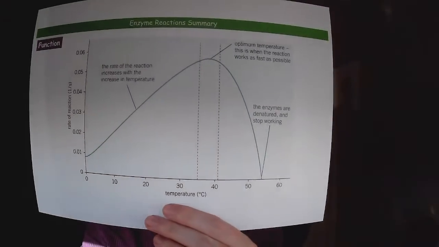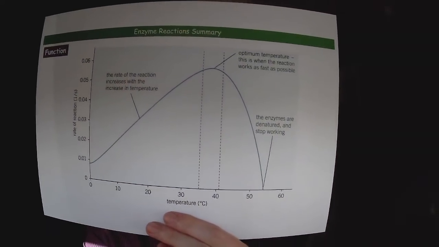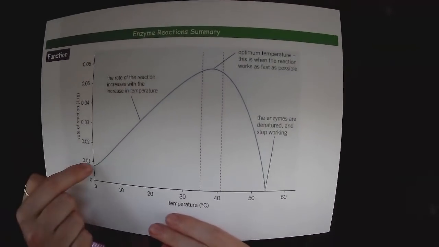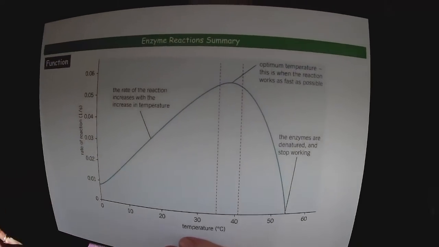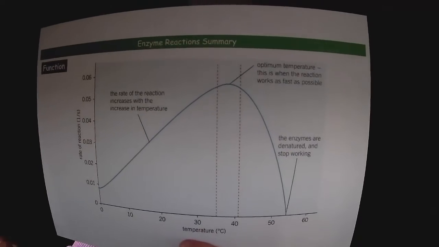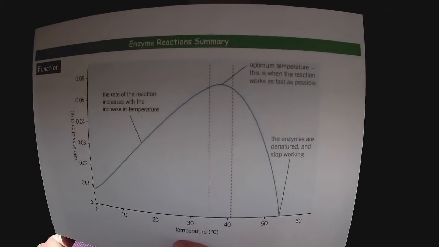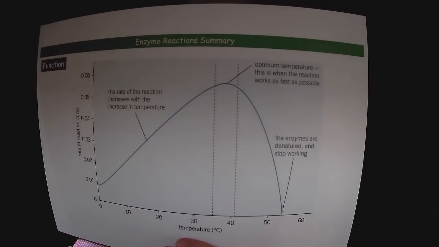We need to know about 4 of the different factors that can affect the rate of an enzyme reaction. First one, temperature. With our temperature, you would expect a graph like this. Now, you need to be able to explain what's happening here. First bit, as we increase the temperature, we increase the rate of reaction. Reason for that, the particles are gaining kinetic energy, there are more frequent collisions, therefore they will react faster.